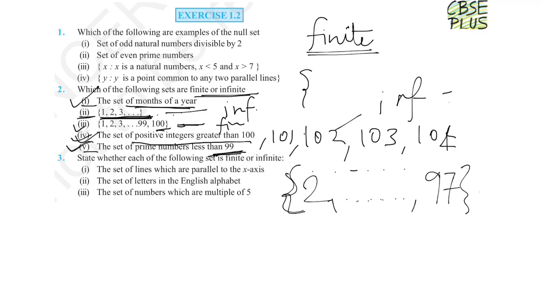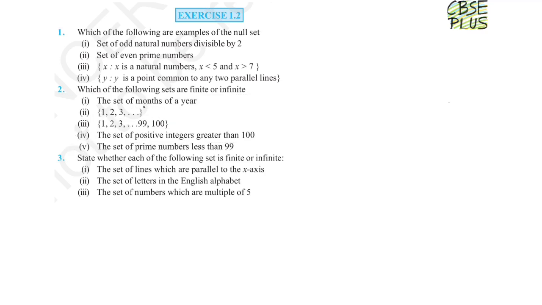Now we come to question 3. Alright, so the third question is, state whether each of the following sets is finite or infinite. Again, in this question we have to deal with finite and infinite sets. There are three sub questions. The first part of the third question is the set of lines which are parallel to the x-axis.